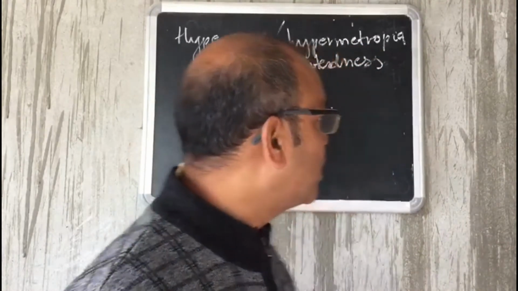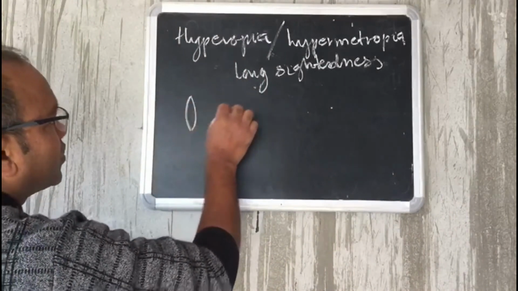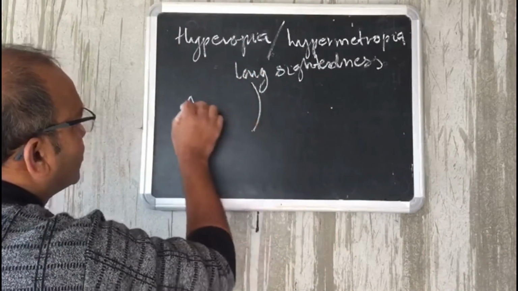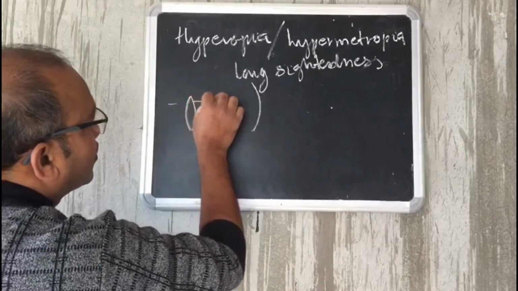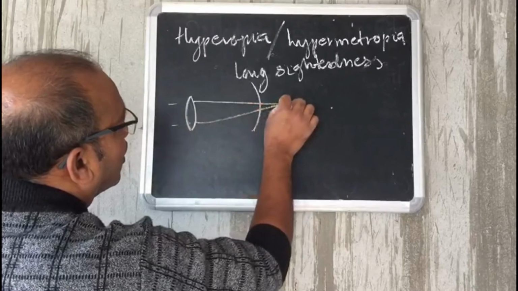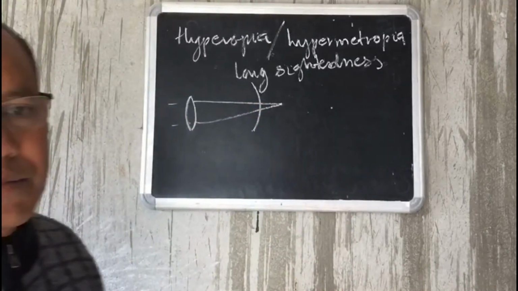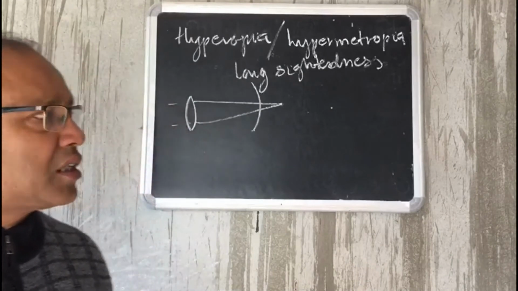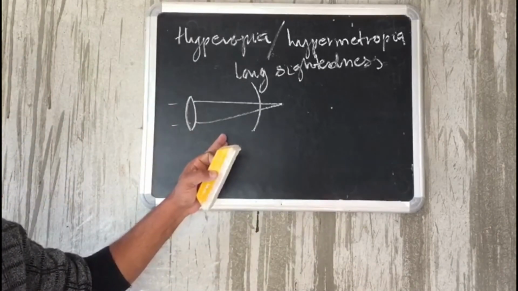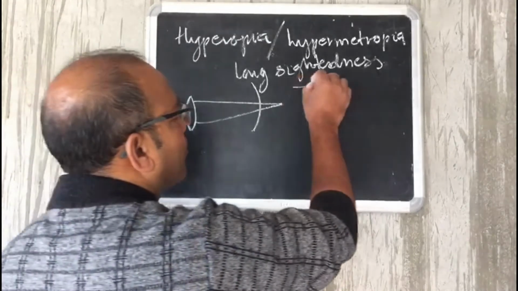Now what happens here in this particular case is, it's like this. This is the retina. Now light, after passing through the convex lens, meets beyond the retina. This is a condition when the eyeball becomes short.